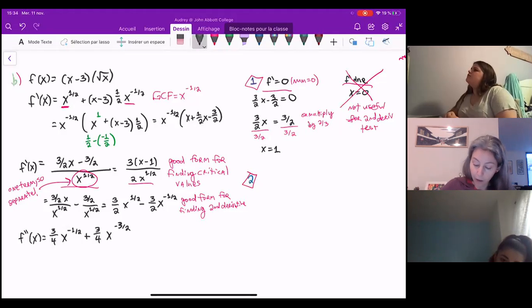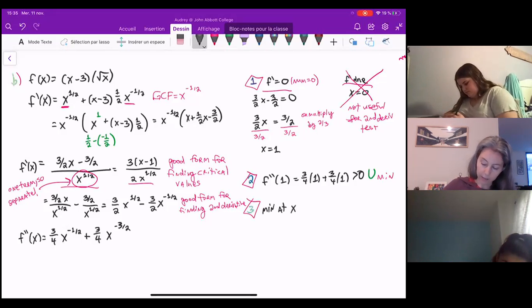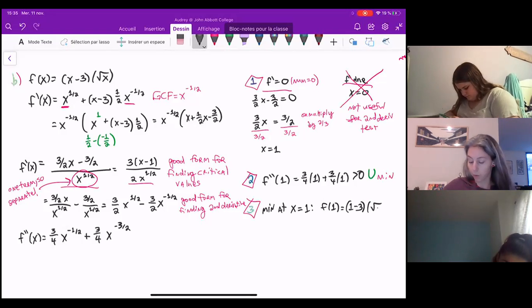Now I just do f double prime of 1. And here I get that's 3 over 4 times 1 plus 3 over 4 times 1, which is positive. So this thing is happy. Do I have a max or a min here? I got a min, you got it. So that means my step 3 tells me that we have a min at x is equal to 1, and we plug that in. We get f of 1 is equal to 1 minus 3 times the square root of 1, which is negative 2. So my min is at 1, negative 2.